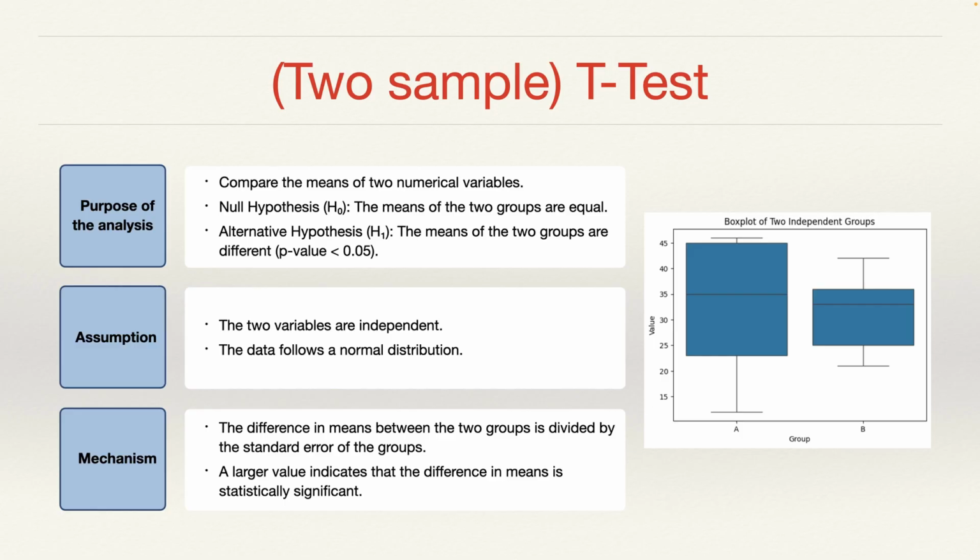The t-test assumes that the two variables are independent and that the data follows a normal distribution. Essentially, it measures the difference between the two group means divided by each group's standard error. So the larger the value, the greater the difference between the means, and the smaller the p-value becomes. And we want the p-value to be small so that we can filter out features that allow us to distinguish a group that is fraud and a group that is not.